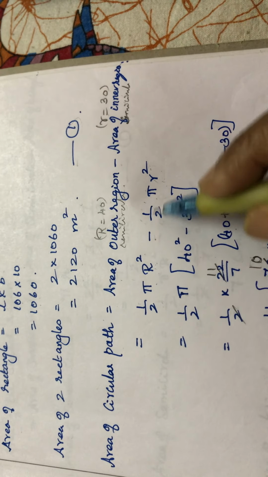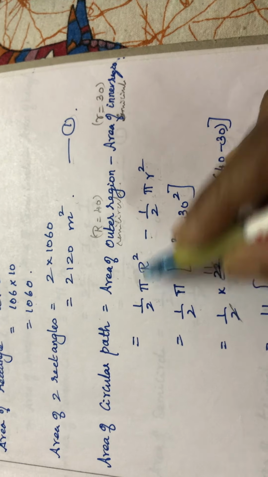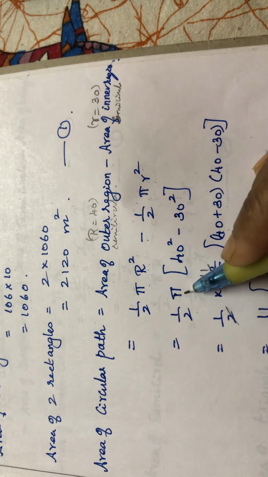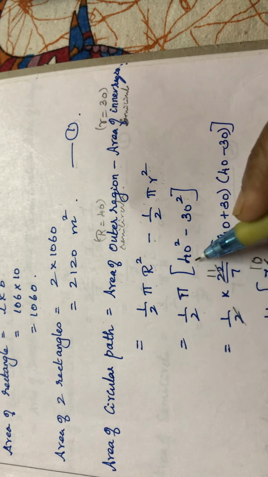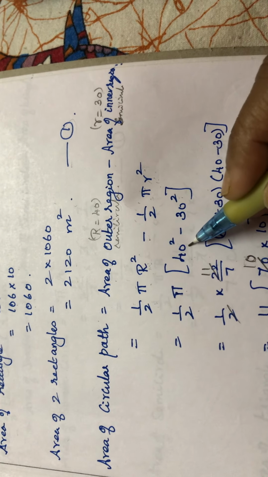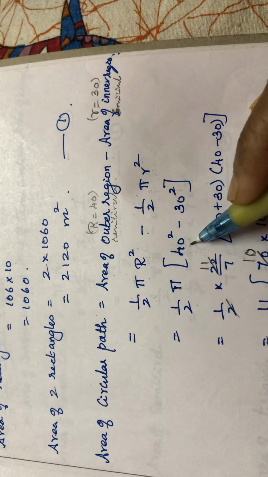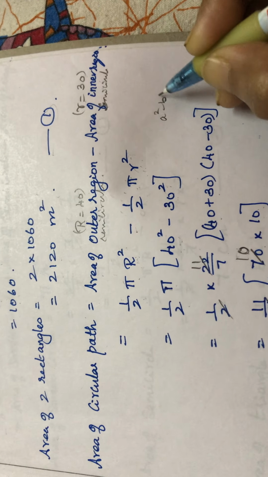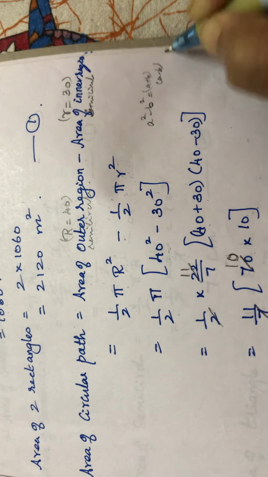Now from this what I can take as common is 1 by 2. Here also pi is there, here also pi is there, so I can take pi also as common. What is that remaining term? Capital R square minus small r square. What is the capital R value? That is 40 square minus 30 square. Now look at this, it looks like a square minus b square. What is the formula? a plus b into a minus b is the formula.